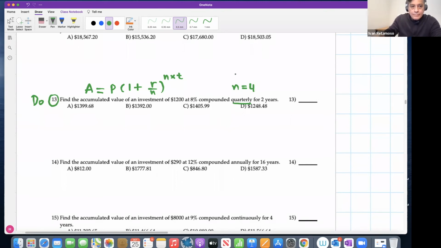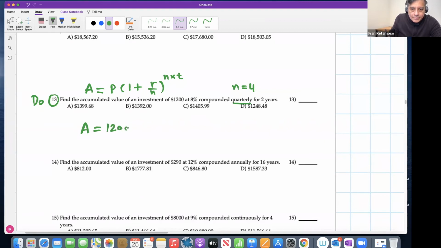Aha, I see activity in the chat room, which is good. Let me check. Gabriela, excellent work. Very good. I think you guys have understood this. It's not that difficult, right? You just have to carefully identify the components of the formula and then do the computation. Great, excellent.